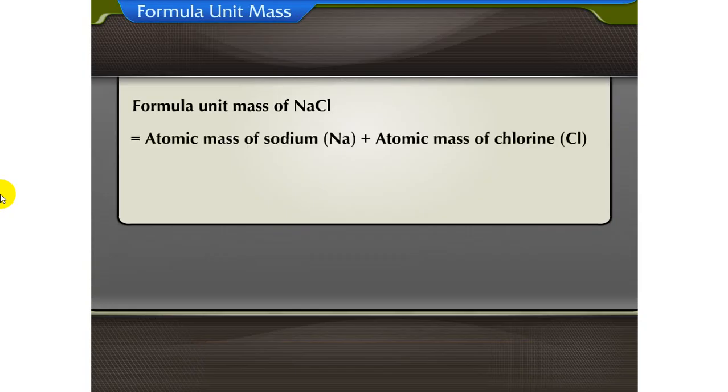For example, the formula unit mass of sodium chloride, NaCl, will be the sum of the atomic masses of sodium, Na, which is 23 units, and chlorine, Cl, which is 35.5 units. The formula unit mass of sodium chloride is 58.5 units.